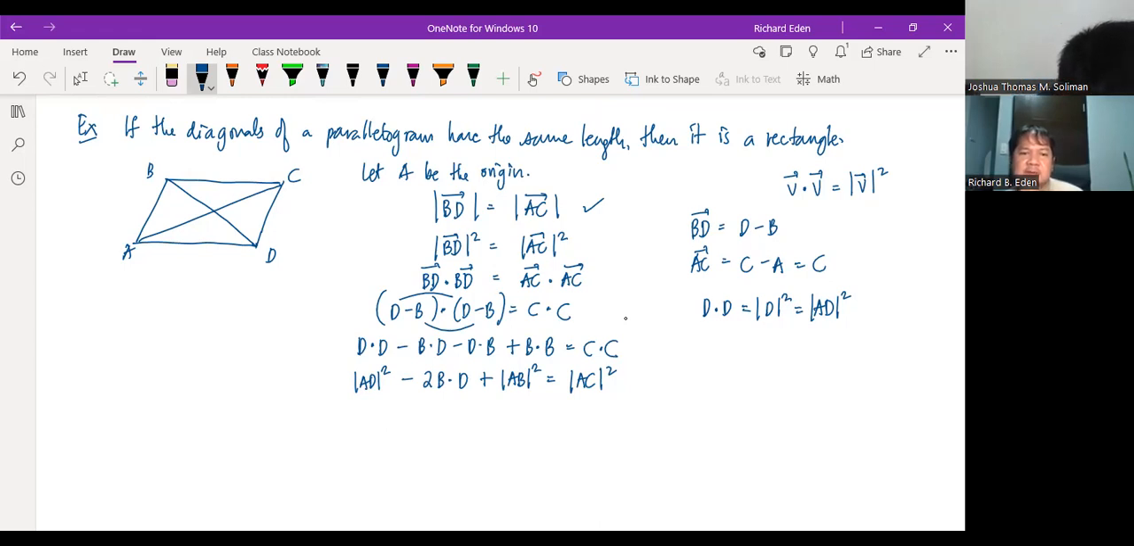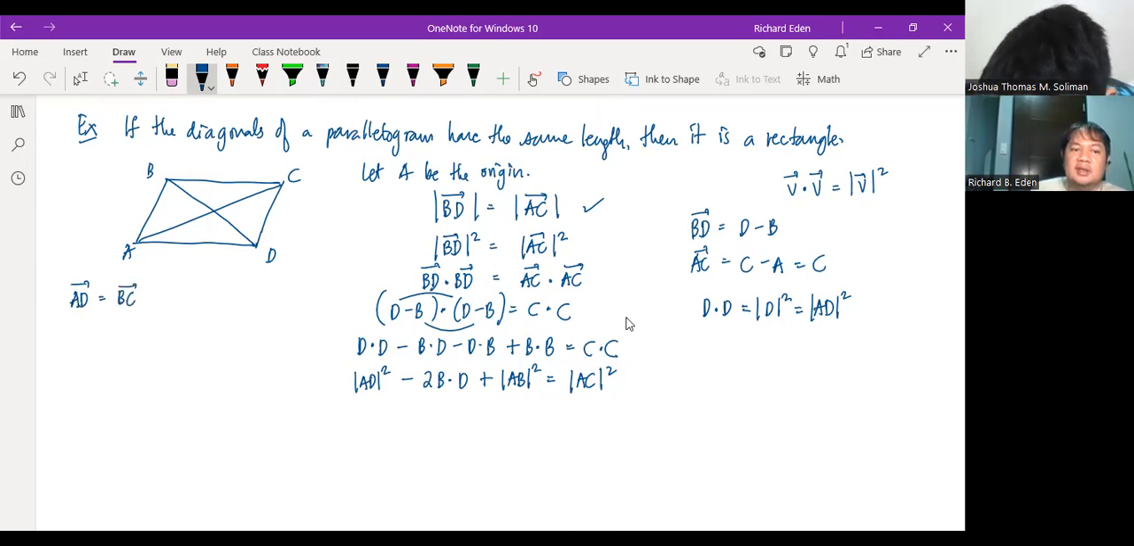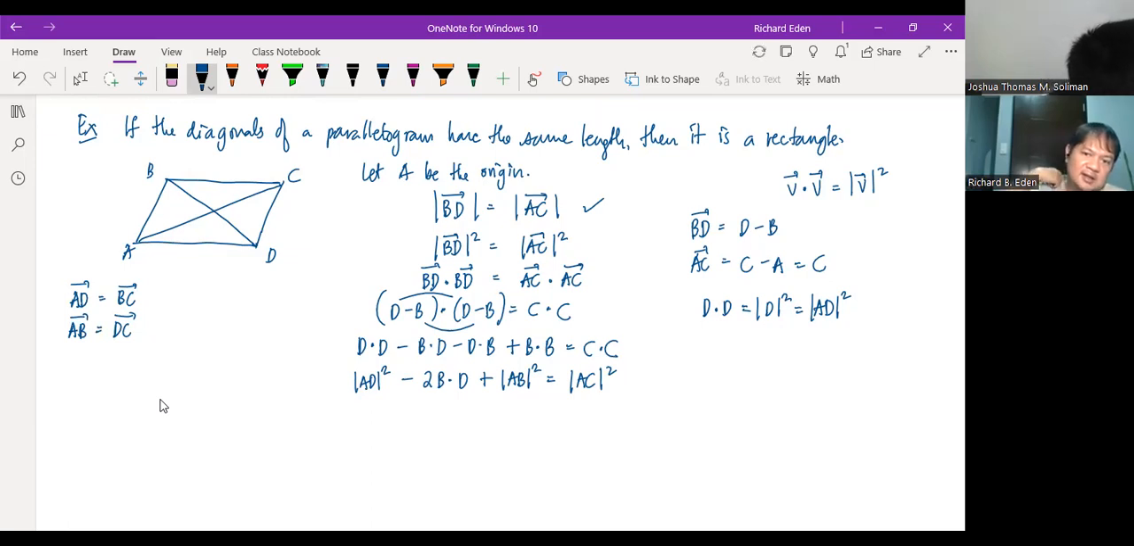Okay. What I observe here is that we haven't really used yet the fact that this is a parallelogram. We have to use that this is a parallelogram. In particular, that means AD must be the same as the vector BC, and AB is the same as the vector DC. We need to use them. Okay.